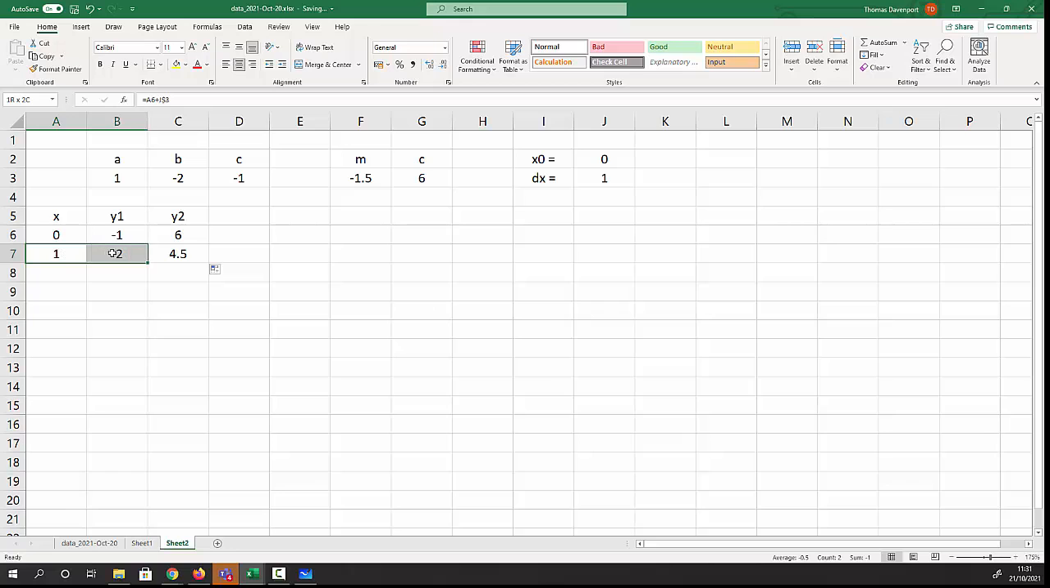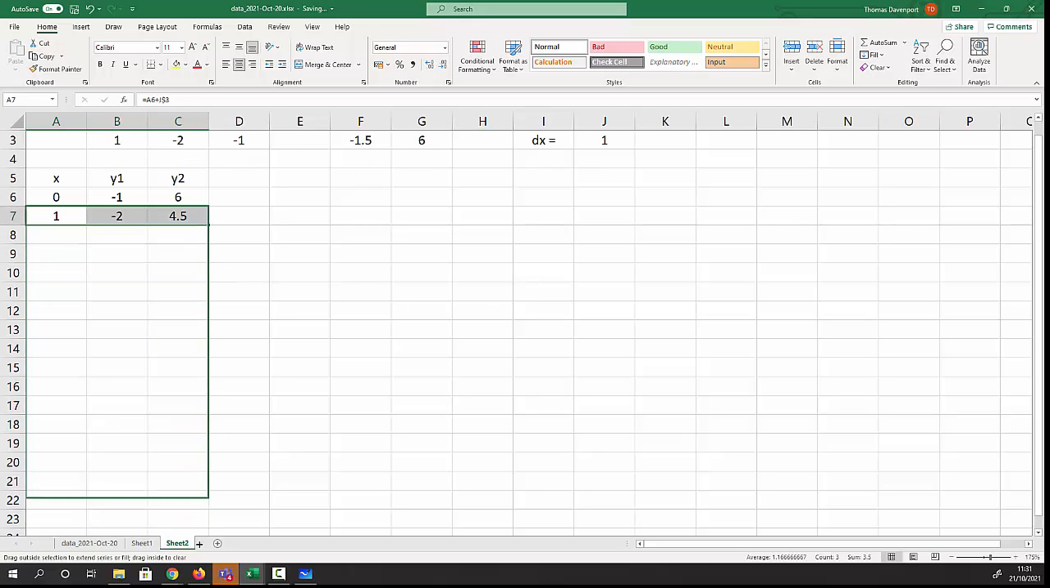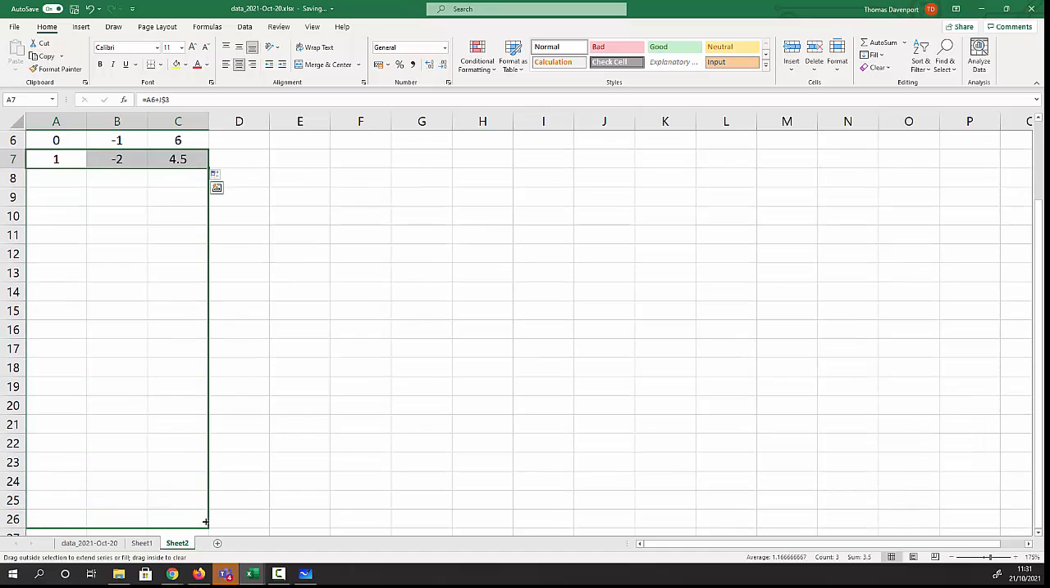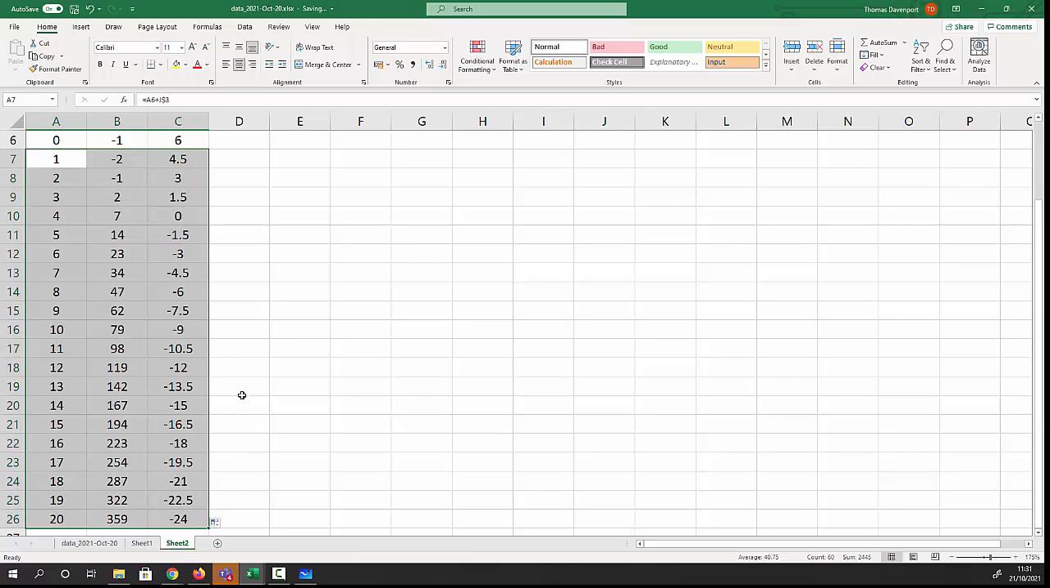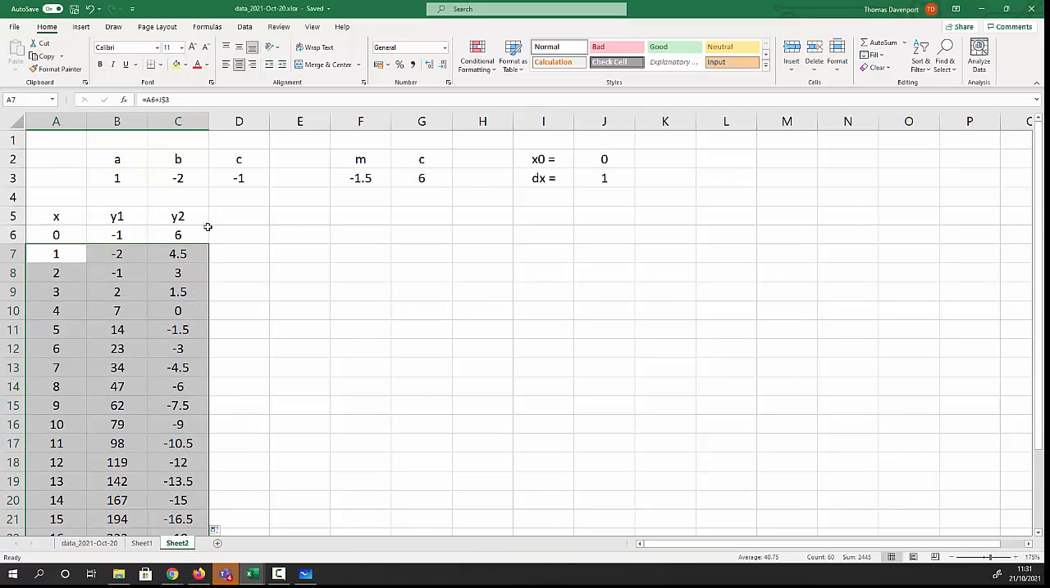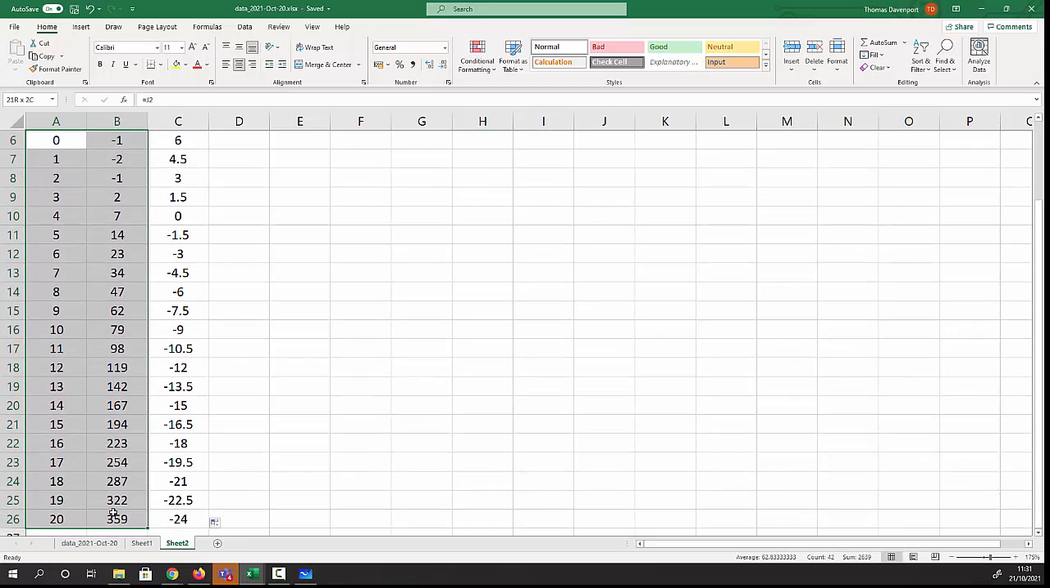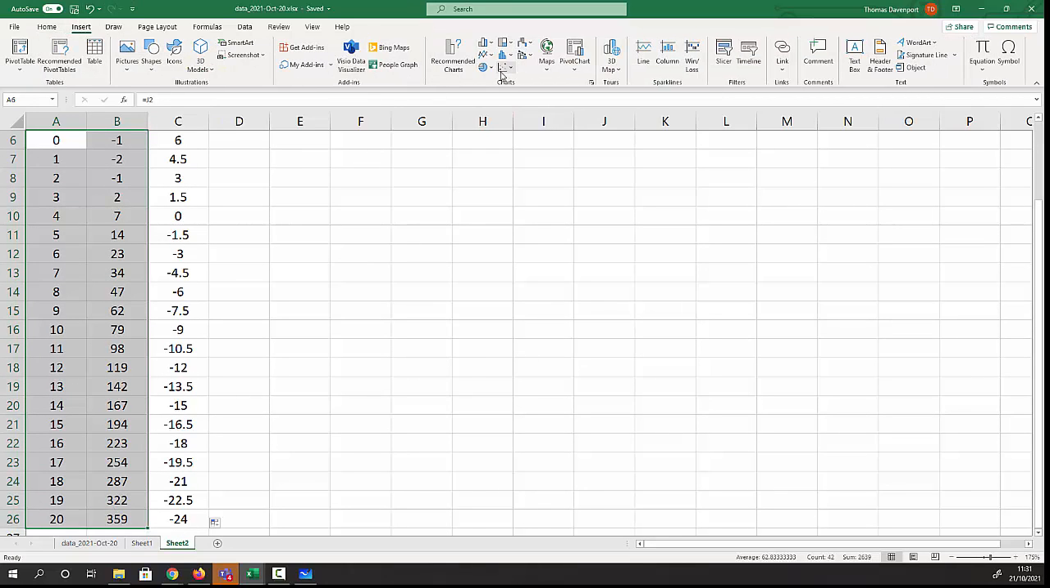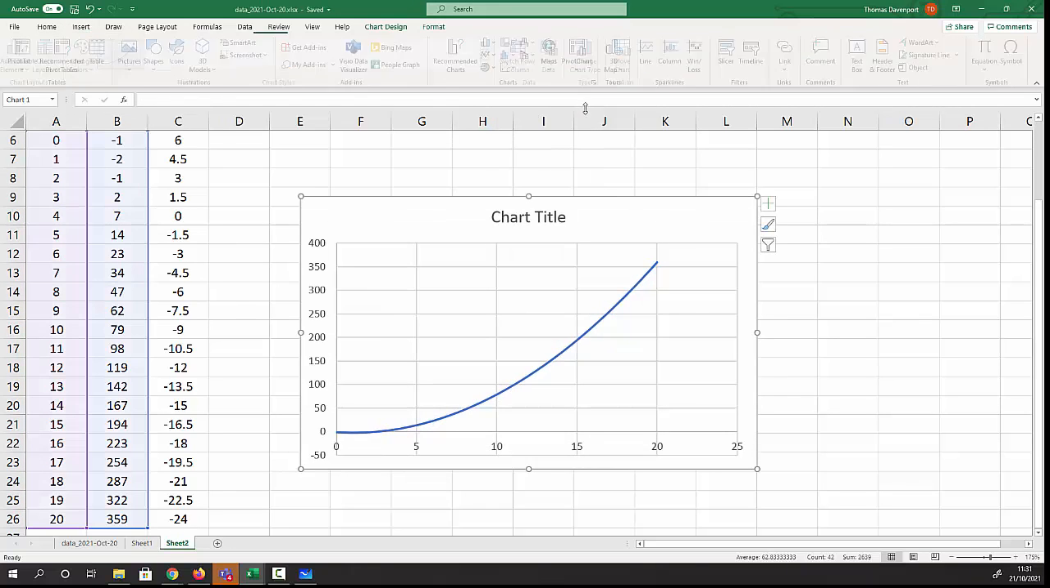So now when I copy that, we're on 6 there, so let's take this down to, I don't know, 26, shall we say. That should do it. So 26, right, and you can see all of our points get recalculated. So now if I pick up all of the data of the quadratic and then insert a graph like so.